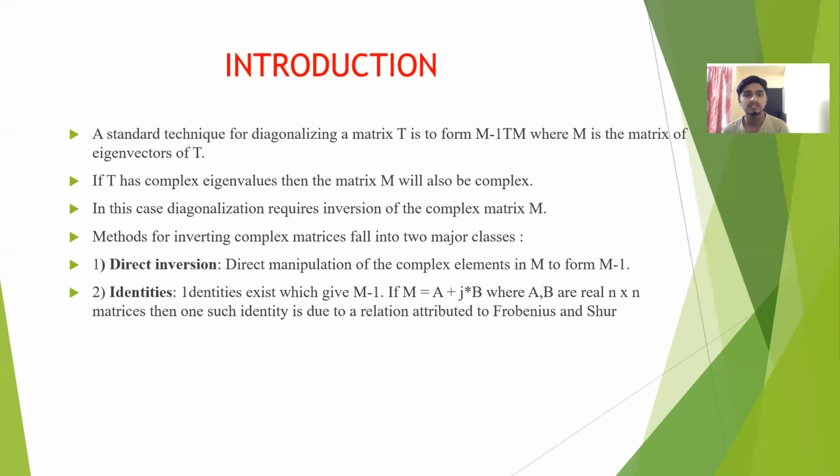Identities exist which give M inverse if M is equal to A plus j times B, where A, B are real n-by-n matrices. Then one such identity is due to a relationship attributed to Frobenius and Schur.